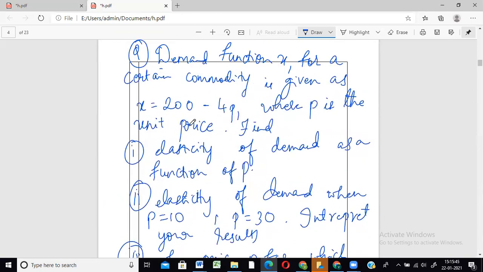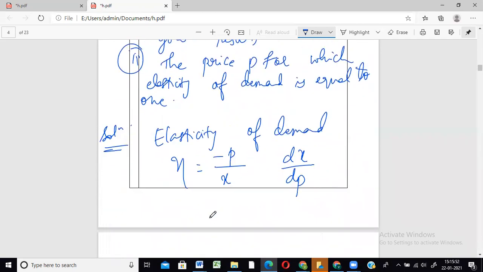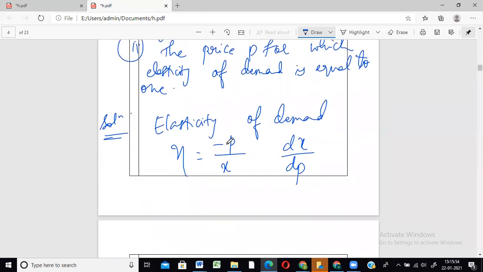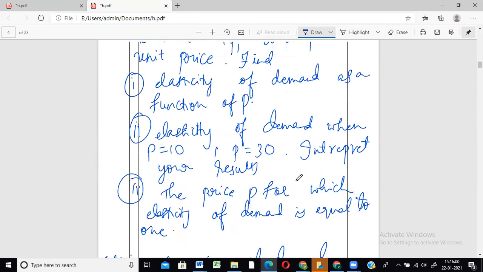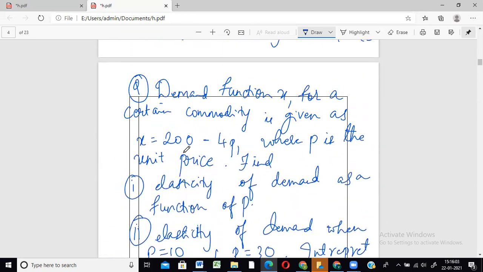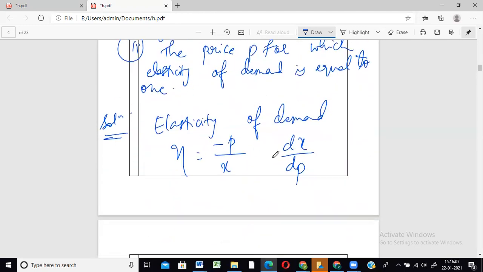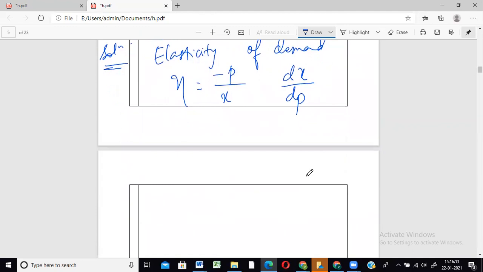What is given to us in the question? The demand function is given as 200 minus 4p, and we have to find out the elasticity of demand. We need p, we need x, and we need the derivative of x with respect to p. This function we already have as x, so if we differentiate it with respect to p, we can easily get the value of dx by dp.